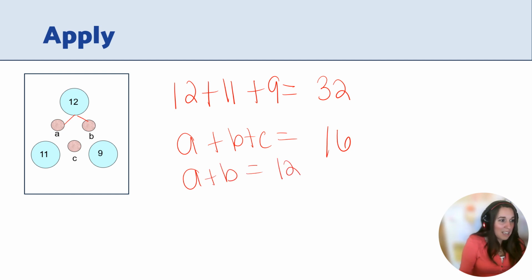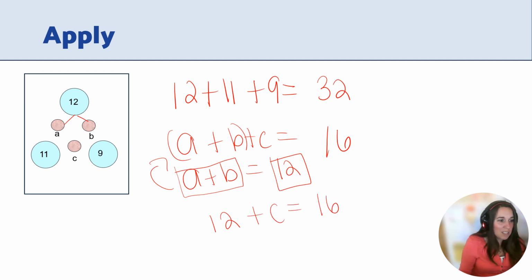And this is really the key that sort of unlocks the whole thing. Now that I know what A plus B is, I can just substitute it here. Right? A plus B equals 12. So instead of writing A plus B plus C equals 16, I'm just going to substitute this whole expression A plus B. Well, I know what A plus B is. It equals 12. So I know that 12 plus C equals 16. And once I have that, I've solved my problem. Now I can solve for C. C equals 4.